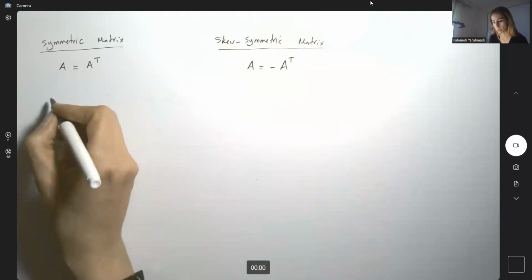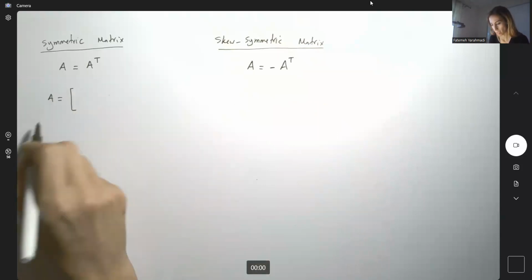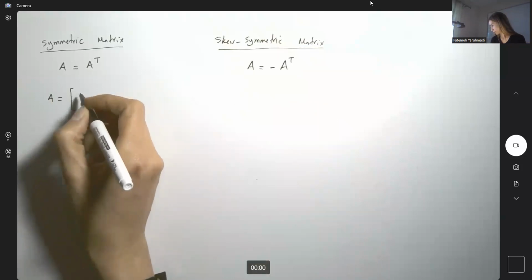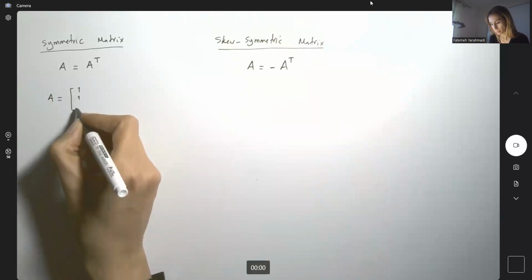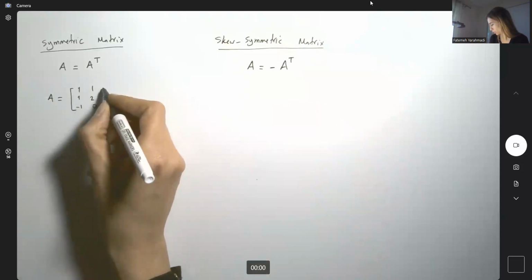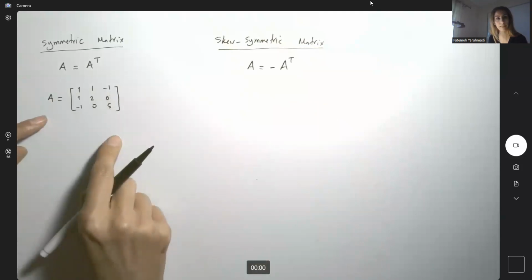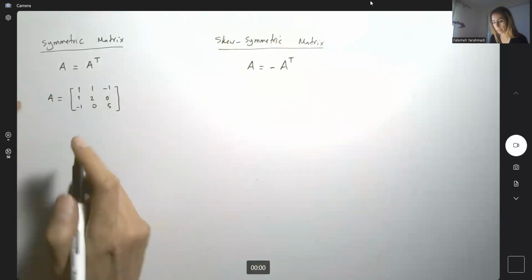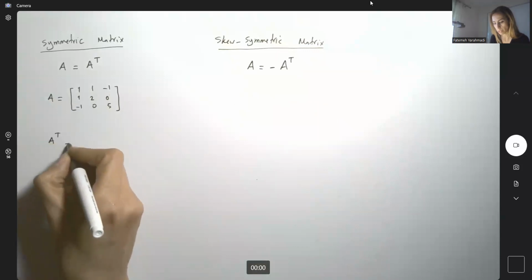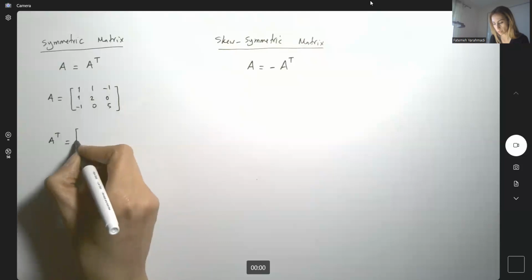Remember these two examples. For example, matrix A, which is equal to, so here you have 1, 1, negative 1, and the second column is 1, 2, 0. I'm checking my note, negative 1, 0, and 5 is an example of symmetric matrix. Why is that? The transpose of this matrix, just switching, remember that the columns and the rows, am I right?